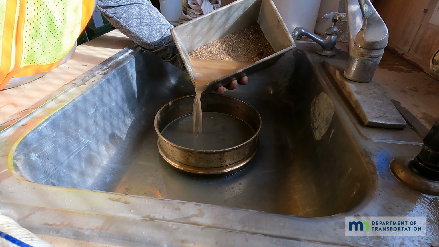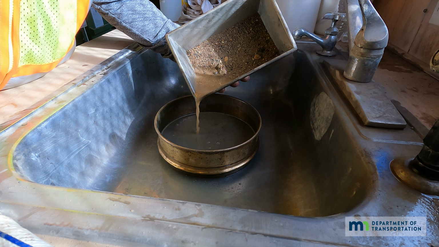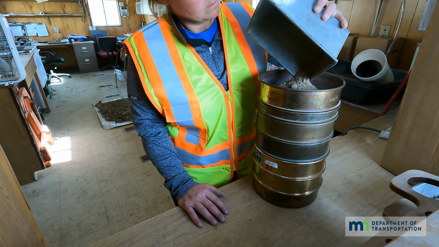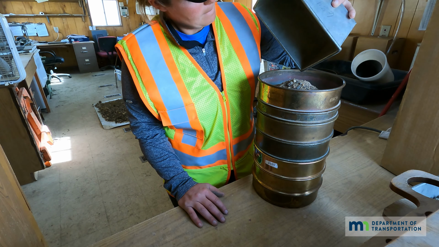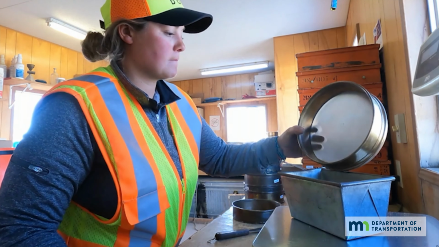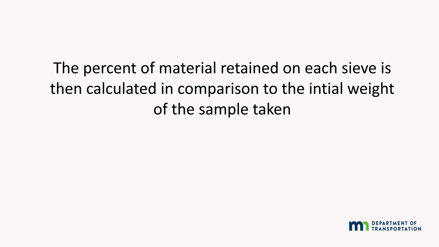One half of the material is washed to determine the amount of material finer than the number 200 sieve, and the other half is dried and placed in a fine sieve shaker with the required or controlling sieves. The material retained on each of the sieves is weighed and recorded. The percent of material retained on each sieve is then calculated in comparison to the initial weight of the sample taken.